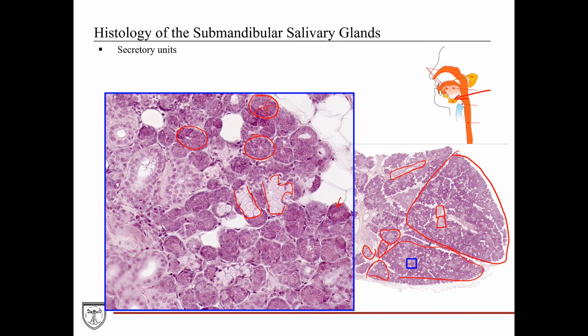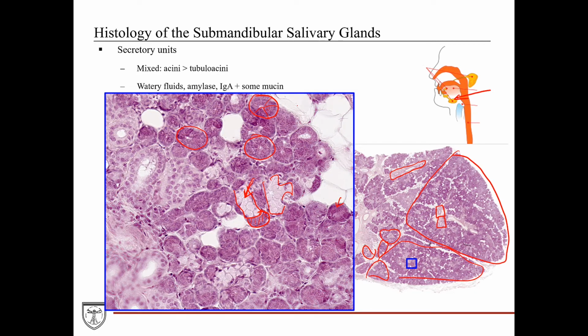Furthermore, we also see these characteristic demilunes, which are characterized by the mucin-secreting tubules that are capped at the end by the serous units. So the secretory units of the submandibular glands are mixed. However, the acinar components by far outnumber the tubulo-acinar components, which means the secretory products of the submandibular glands are mostly watery fluids with amylase and antibodies, but in addition to that, they also produce some mucin.